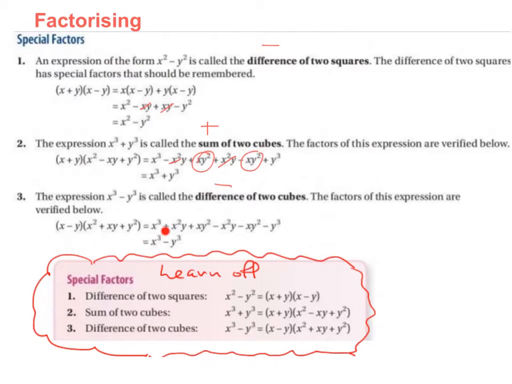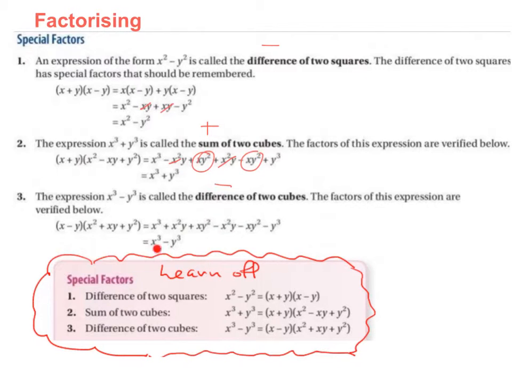So if we start off with x cubed minus y cubed, we end up with bracket x minus y bracket x squared plus xy plus y squared bracket. So what this means is we get the cube root of the first term, and that goes in the front of the first bracket. We get the cube root of the second term, and that goes in the back of the first bracket, and then we have a minus. Then we get the cube root of the first term and square it, that goes in the front of our second bracket. We get the cube root of our last term and square it, and that goes in the back of our second bracket.